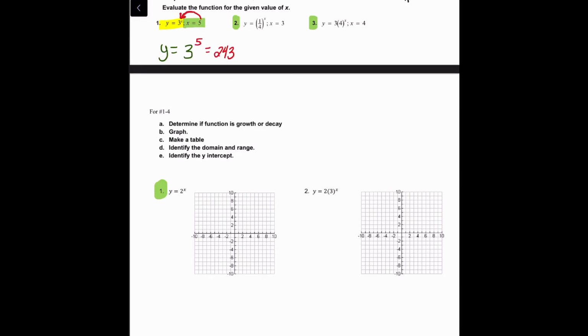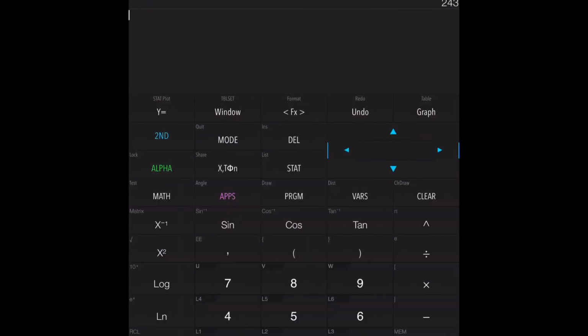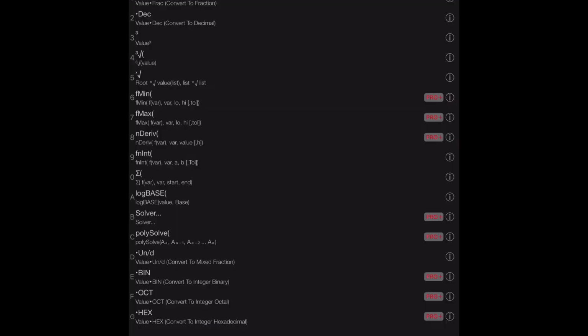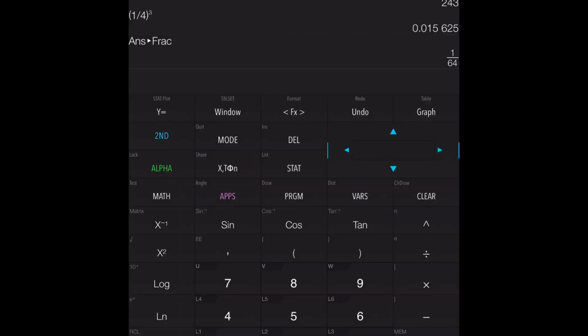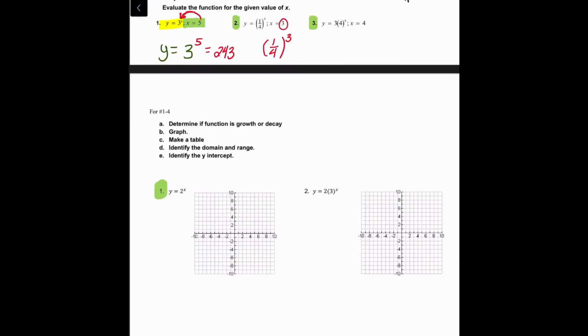The next one, I'll show you with parentheses, but it's 1/4 to the power of 3. Parentheses, 1 divided by 4, close parentheses, to the power of 3. Math, it's right here. Fraction, on the top, enter, 1 over 64. Please box your final answers. And the last one, 3 times 4 to the power of 4.